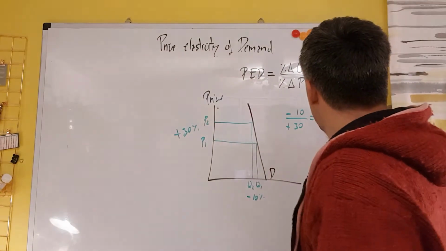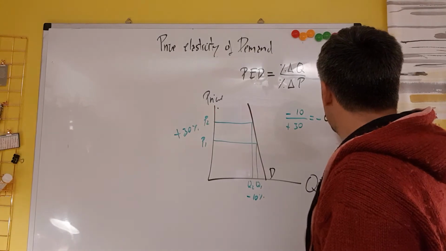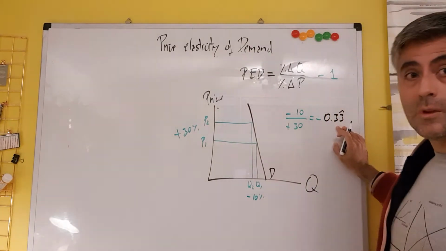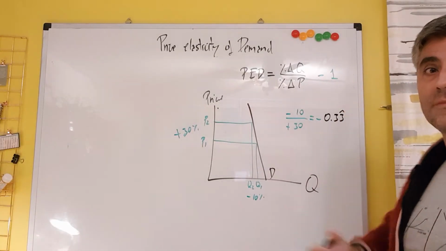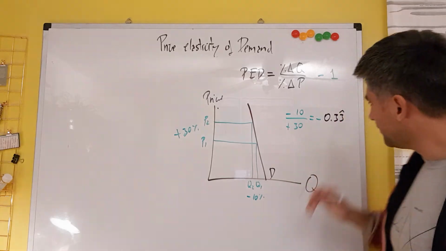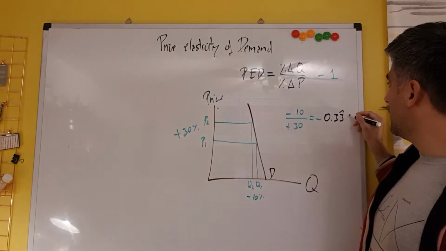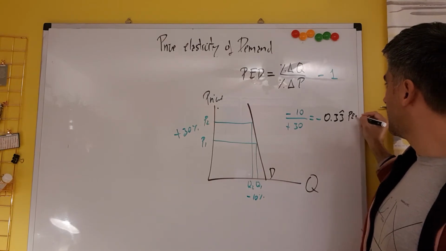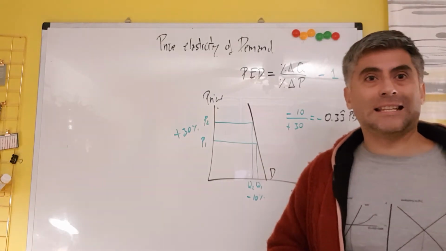0.333 recurrent. So we're going to use 2 decimals, and then we're going to put this sign at the top just to state that it's recurrent. So this tells us that the PED is minus 0.33 recurrent. So this is an example of a product that is inelastic.